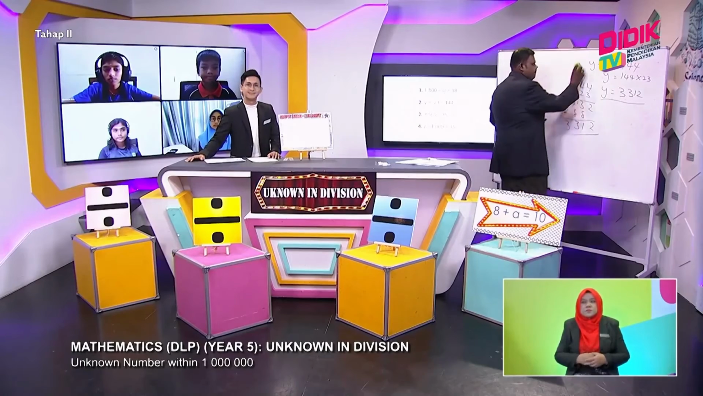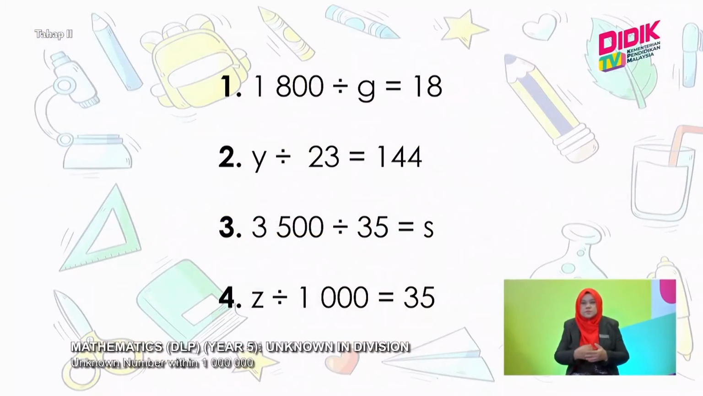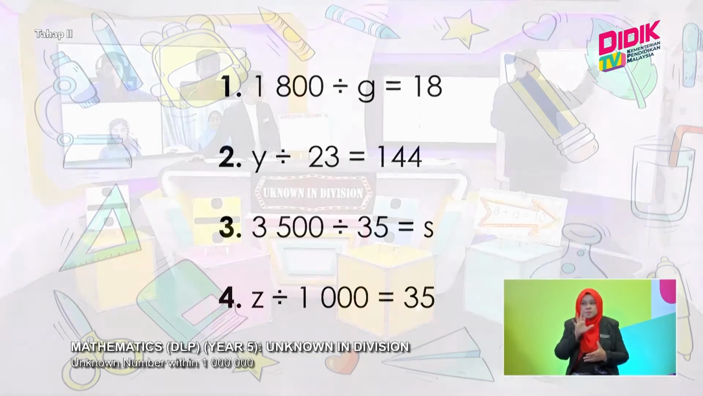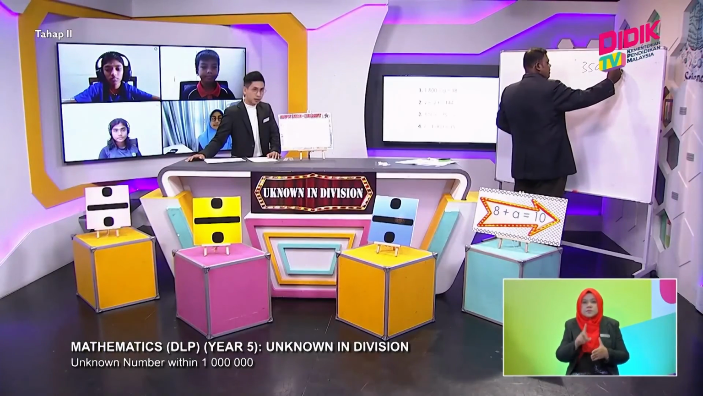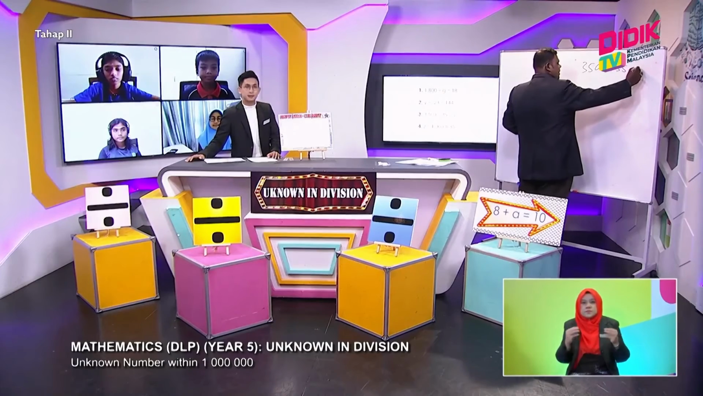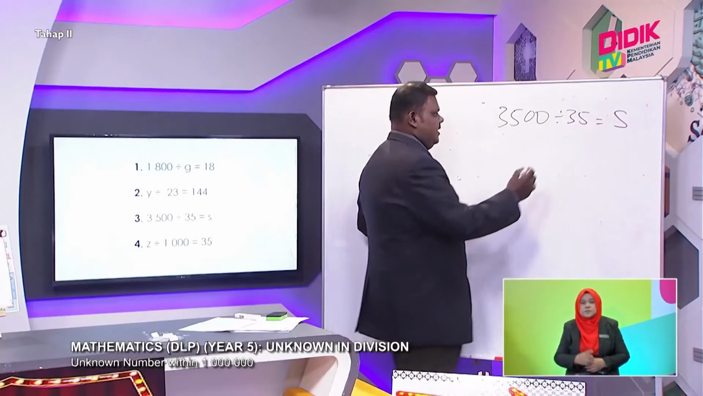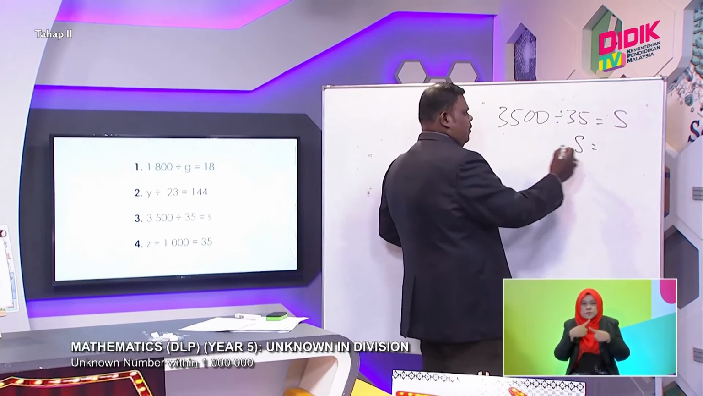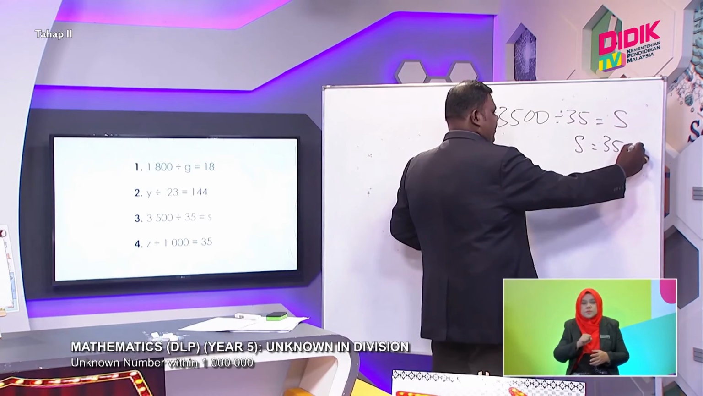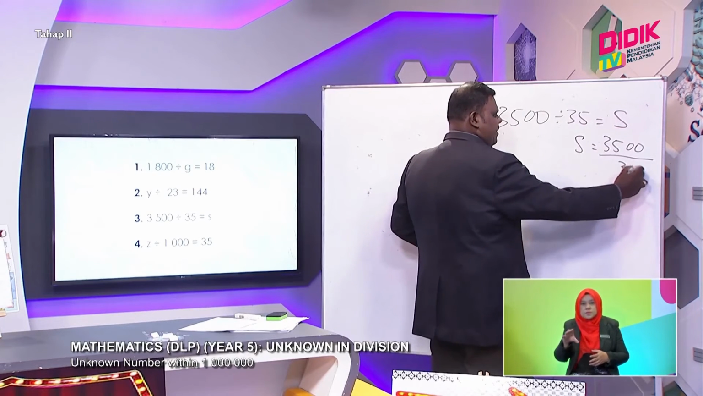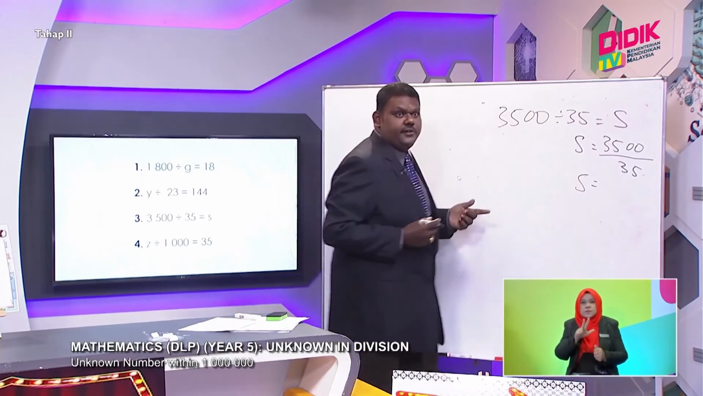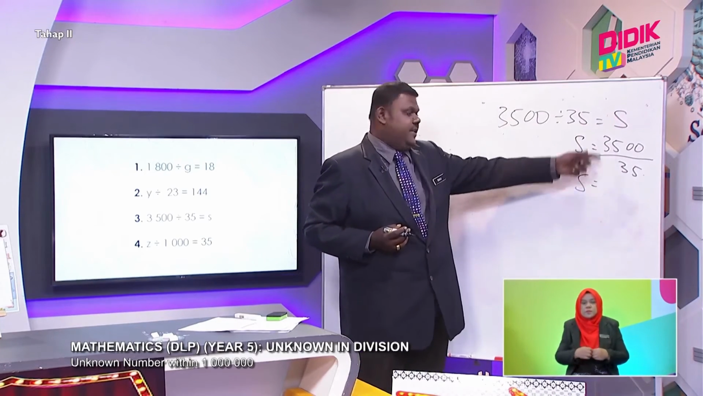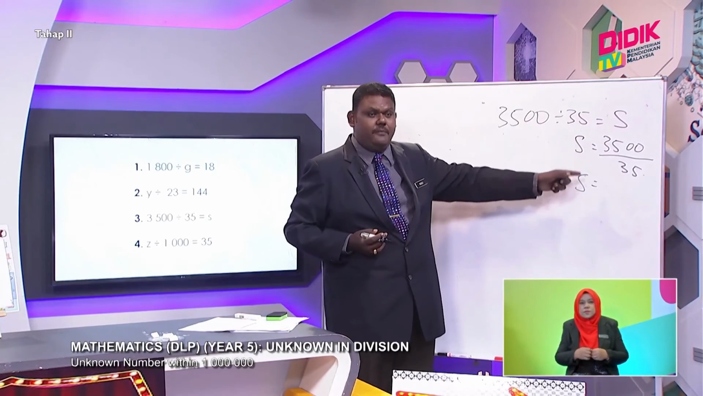All right. The next one, let's see, what do we have here? We have 3,500 divided by 35 equals S. So to find the answer here, S is the answer. What you have to do is take 3,500 and divide with 35. You can do it in the standard written method, and also you can do it in fraction form. Fraction form is the easiest way.